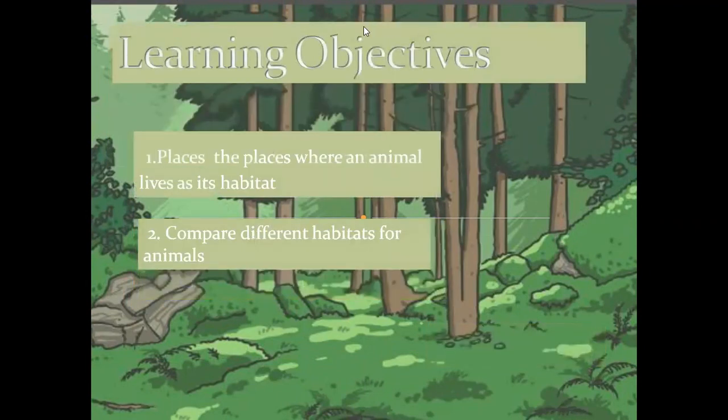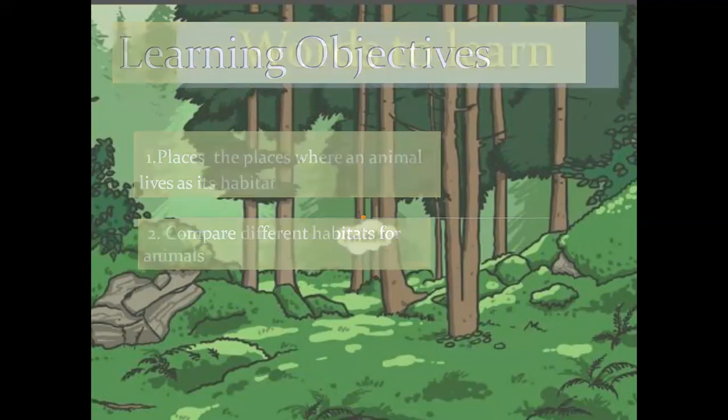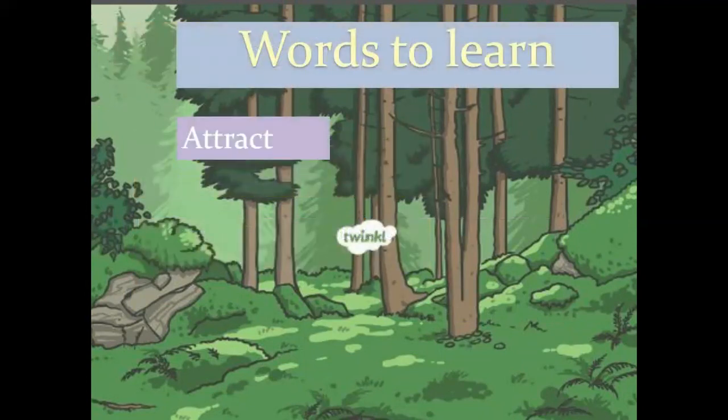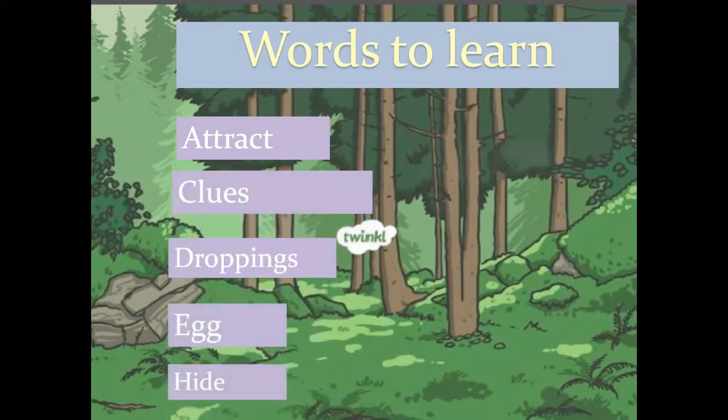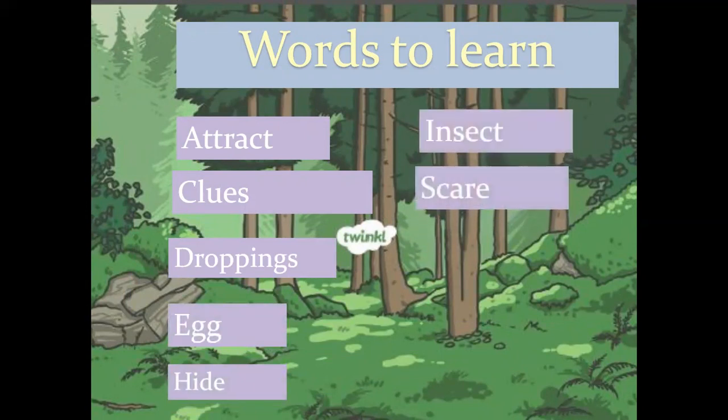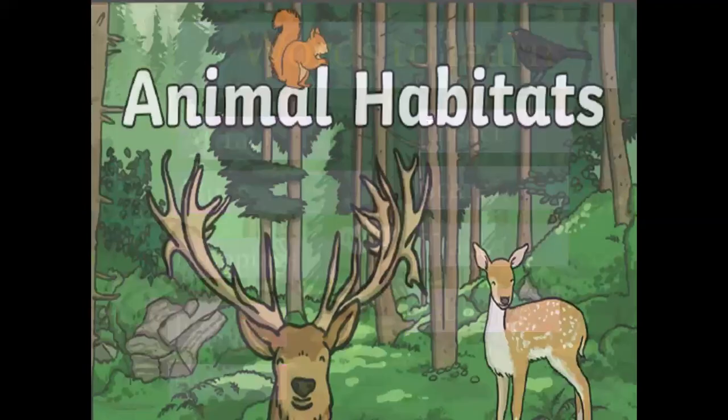So in this lesson, we are going to learn places where an animal lives as its habitat, and we are going to make comparison between different habitats for animals. Before we go further, here are some vocabulary words to learn: attract, clues, droppings, egg, hide, insect, scare, tracks, table.